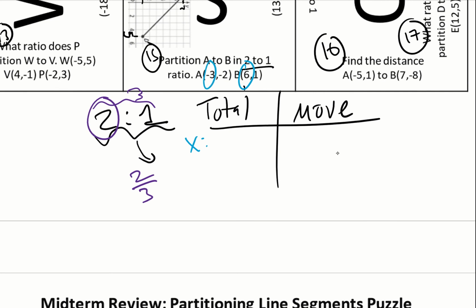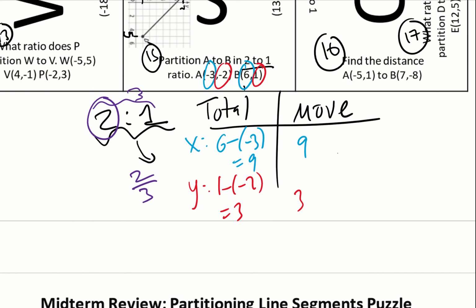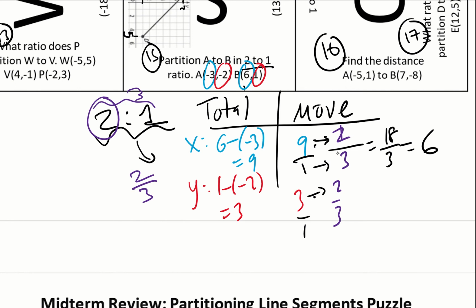We got x, final minus initial. It's going to be 9. Final minus initial. Multiply that by the fraction that we found, 2/3. Put these over 1, multiply straight across. So that's 18 over 3, which is 6. 6 over 3, which is 2.